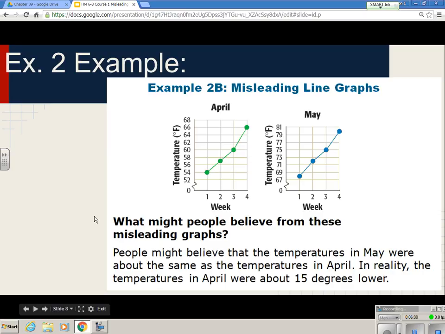So what might people believe from this misleading graph? Well, people believe that the temperatures in May are about the same. So again, this is misleading by the numbers. Always look for the little clues. Everything should be consistent between two graphs, especially if you're trying to show temperatures over time, because you want to make sure people can see the difference in the temperatures each month. This makes you think that April is just as warm as May. It ain't true.